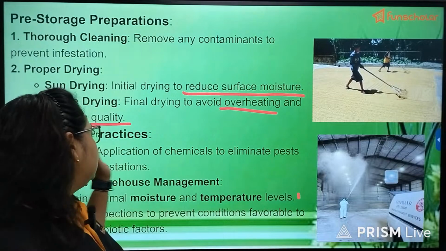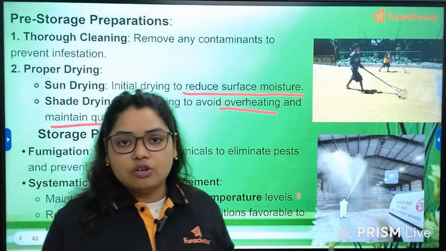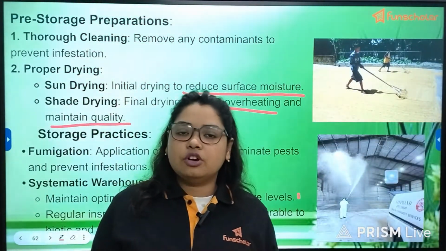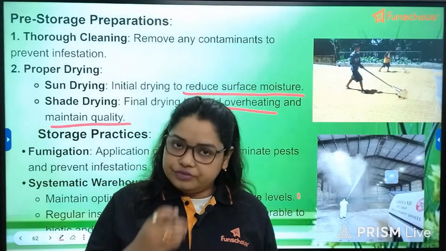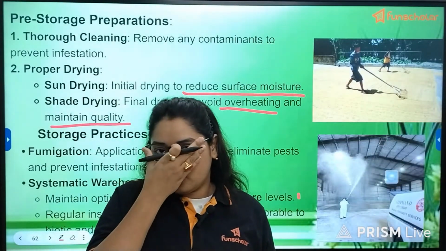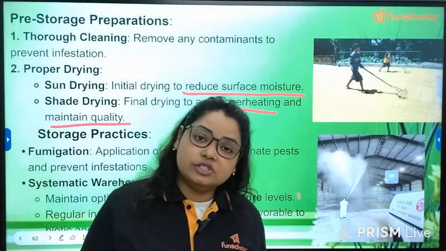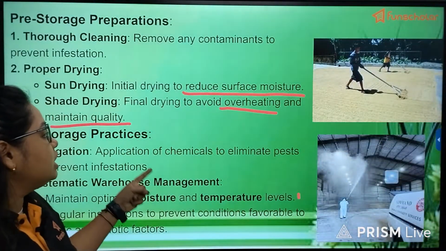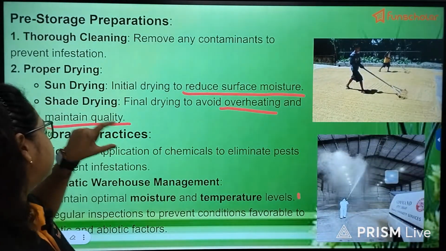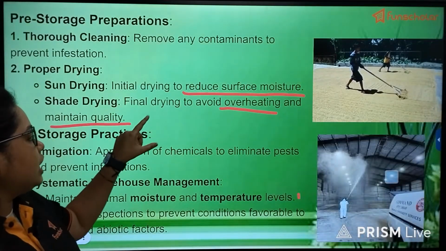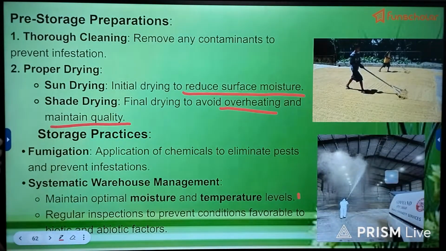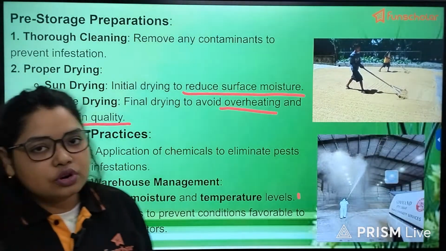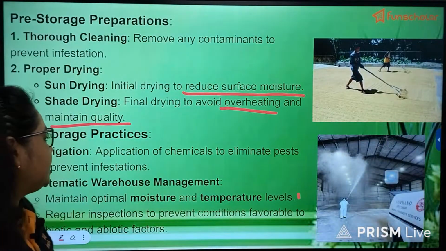But we cannot cool down by applying water, because it will again lead to further problems. It will lead to rotting, it will lead to growth of germs. Therefore, we need to cool down the overheated seeds by shade drying, which will avoid overheating and help to maintain the quality.